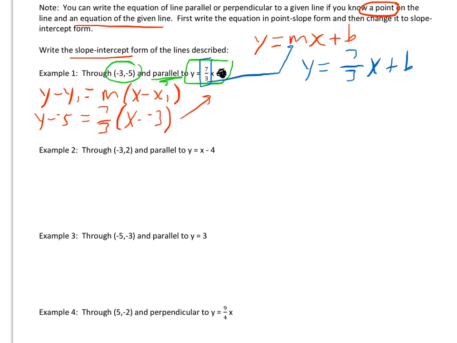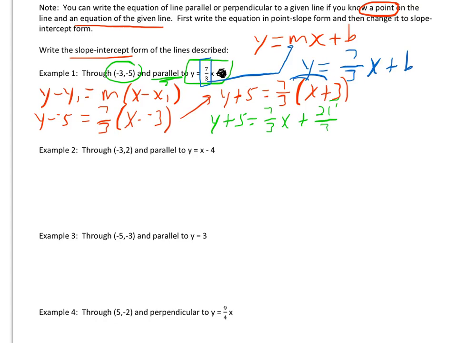And that means that we have y plus 5, minus a negative is equal to a plus 5. And we have 7/3 times x plus 3. Now we're going to distribute that 7/3. And we're going to have y plus 5 equals 7/3 x plus, and this is like 3 over 1. I got my parenthesis there. So we multiply 7 times 3 and get 21. 3 times 1 is 3.